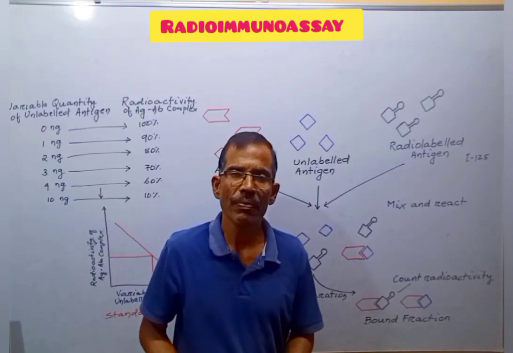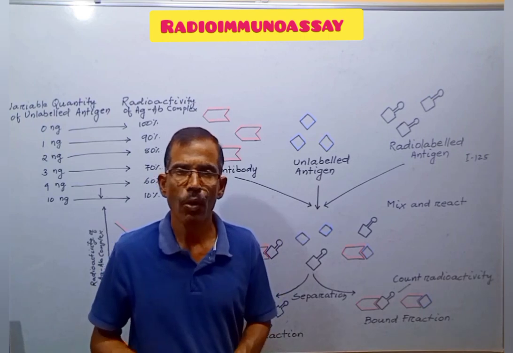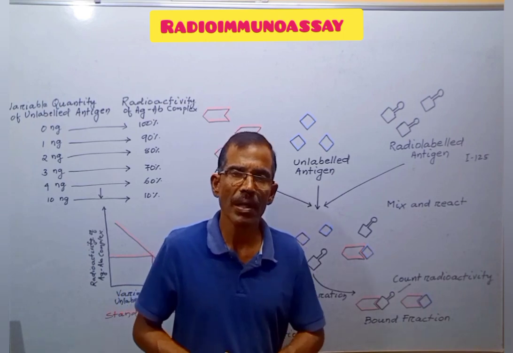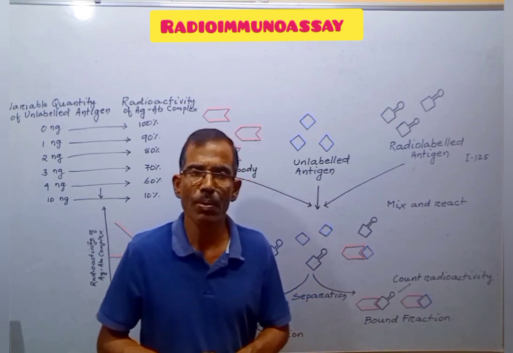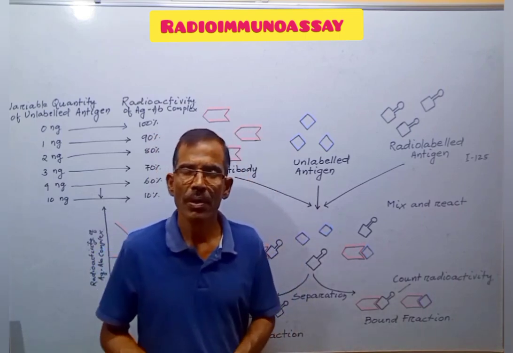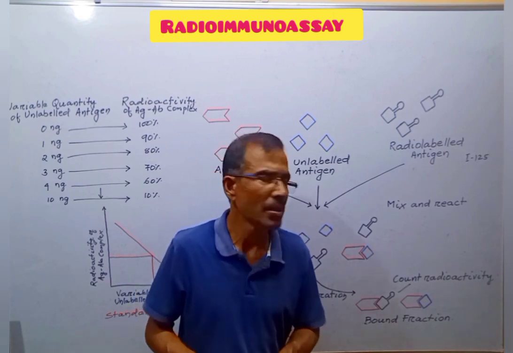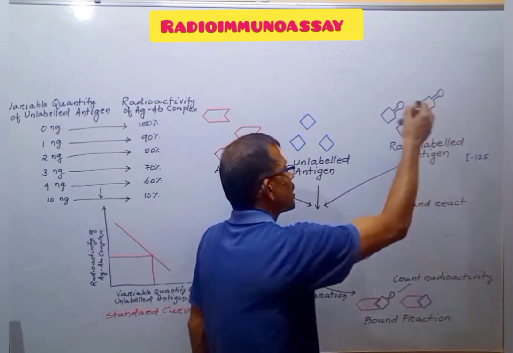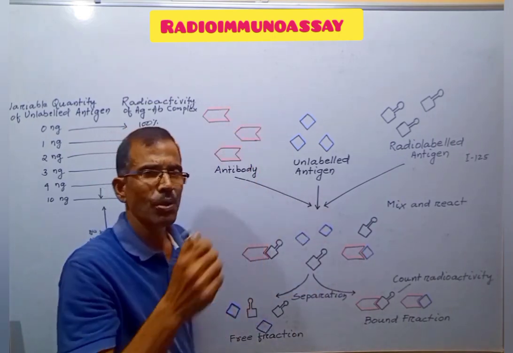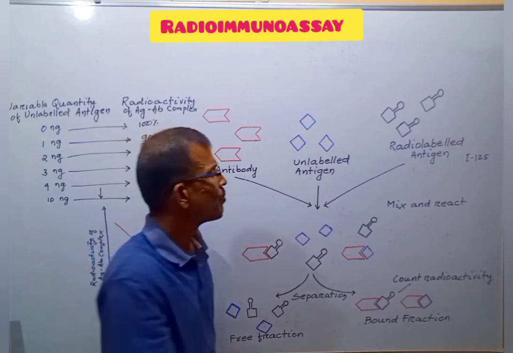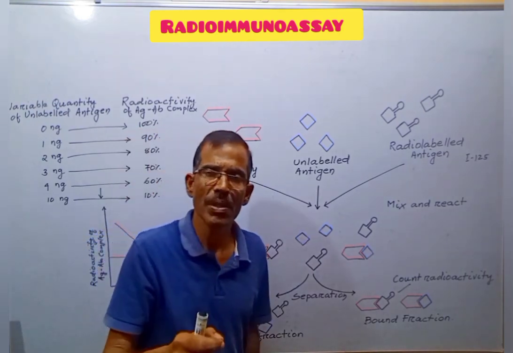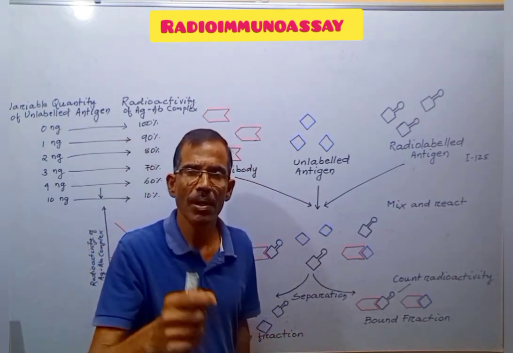Procedure. To perform radioimmunoassay, a known quantity of antigen is made radioactive by labeling with a gamma radioactive isotope of iodine such as iodine-125, or tritium, that remains bound to tyrosine. This radio-labeled antigen is then mixed with a known quantity of antibody. So there will be interaction between radio-labeled antigen and antibody, and that will lead to the formation of antigen-antibody complex.